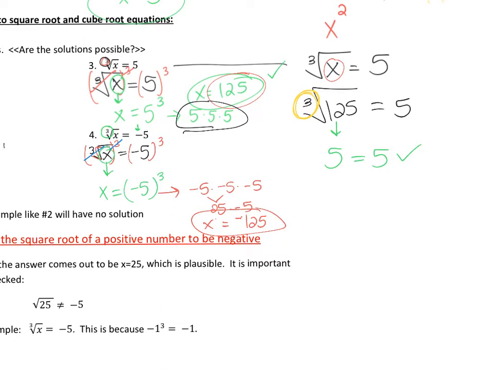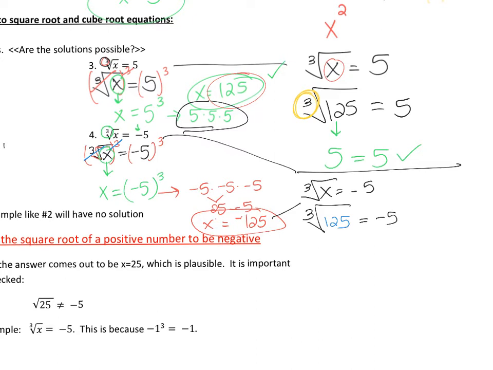So same thing. Now we need to plug back in. We need to check. So I have cubed root of x equals negative 5. What I'm going to do is plug in my negative 125 for x. Oops, see? You got to be careful. I forgot to put a negative there. And now, because I have a negative 125, I know when you're doing odd roots, odd powers, you immediately have to know that your answer is going to be negative. So this will be a negative 5 equals negative 5.